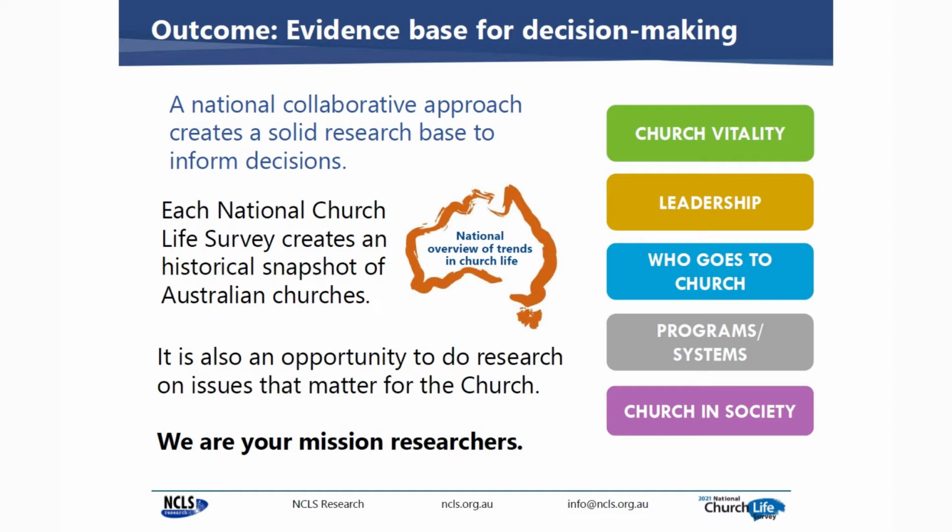We want to provide a solid research base. We want to provide that historical snapshot. We want that to continue on. We want the 7th wave in '21 to be as good as the others have been. And we want an opportunity to do research on issues that matter. So what are those issues? If you look at those 5 coloured things, they're broad areas that we talk about on our team. And we've comfortably slotted most of what we do into those 5 broad areas.